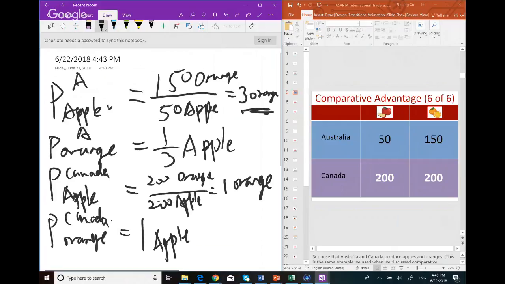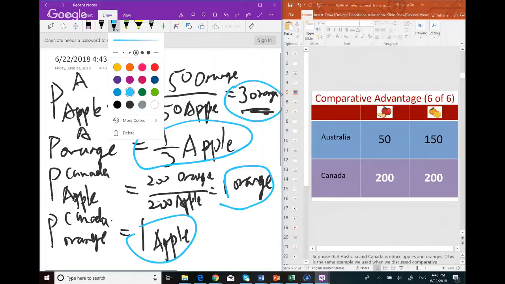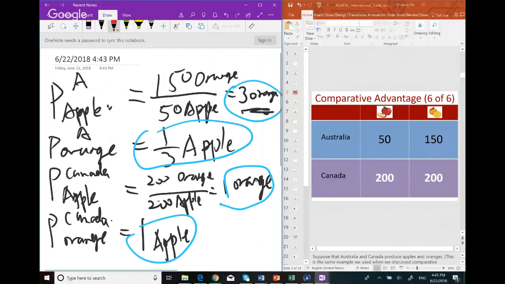Now we have the four prices over here. So 3 oranges for 1 apple, 1/3 apple for 1 orange, and then 1 orange and 1 apple. All right, so we're gonna compare to see who has a lower opportunity cost. Whoever has a lower opportunity cost, that's your comparative advantage. Now let's look at apple first. So for apple, in Australia, it costs you 3 oranges. In Canada, it costs you 1 orange. This is lower. That's comparative advantage for Canada.